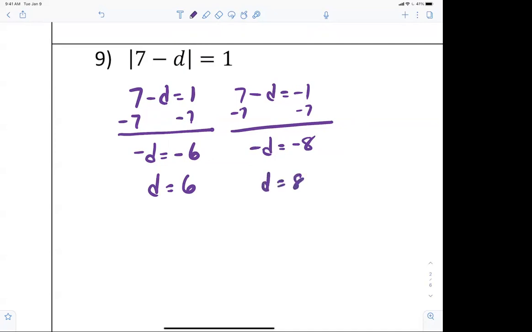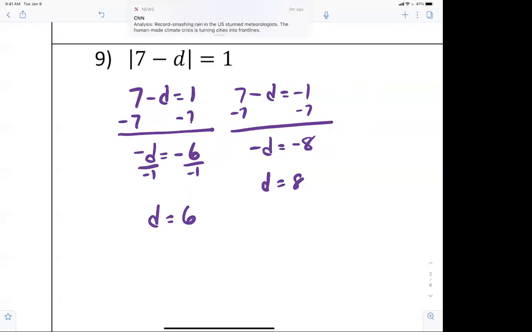Why did you go from negative d equals negative 6 to d equals 6? What's the rule for negative variables? You can look at that as if it was negative 1 times d. You can divide by negative 1 if you want. You can multiply by negative 1. However you want to look at it. Or you can just listen to me say, if the variable is negative, that means change the sign. True? So you're good with d equals 8 too now, right?